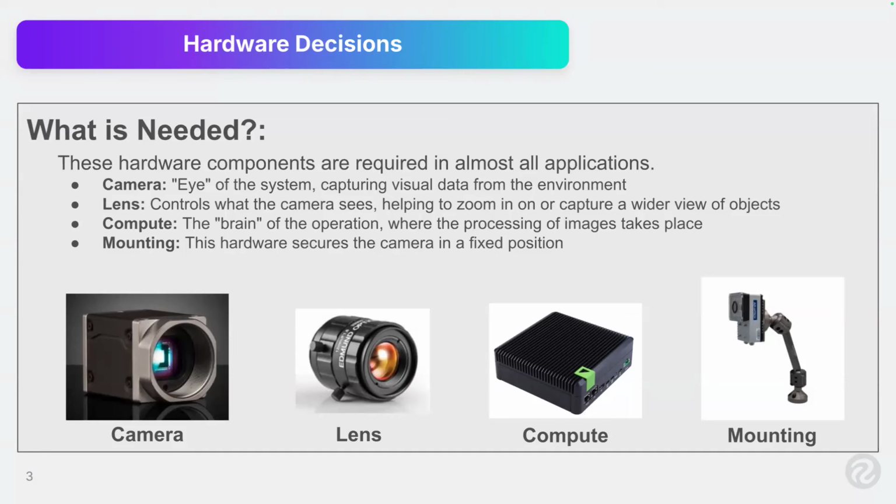The first one is camera, the eye of the system, if you will. This captures the visual data from your environment and then relays it to things such as your compute. The lens controls what the camera sees. Often cameras don't come with the lens, though some do, such as IP cameras. You select the lens and you can refine the area you want the camera to see, get closer, further away, that sort of thing.